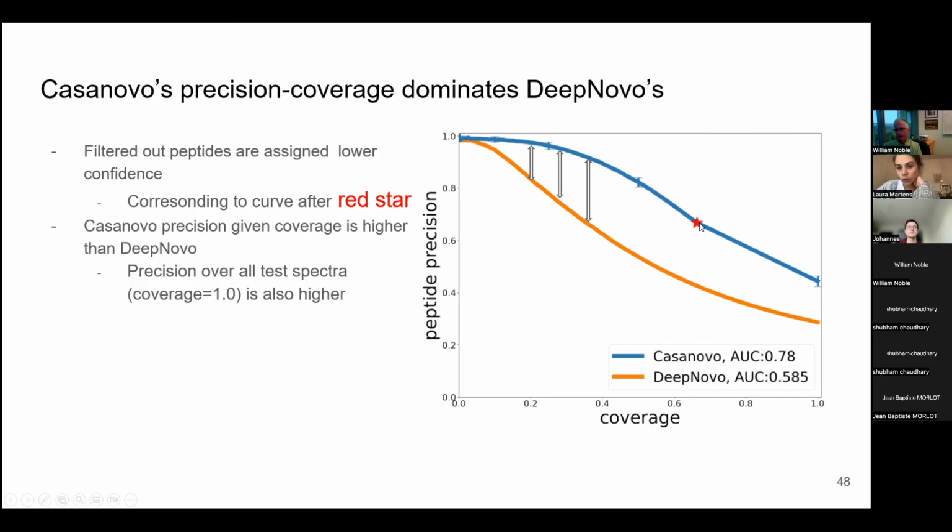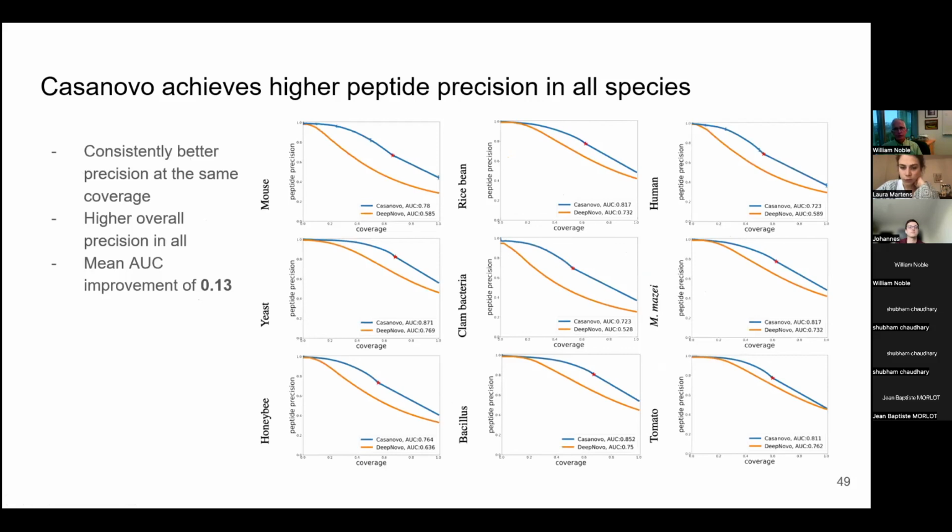In this particular case, we can measure the area under the curve. In this one, we get 0.78 versus 0.585 for DeepNovo. If we look at this for all of the species, you do see a consistent trend, with a mean improvement in the area under the curve of 0.13. And even in the worst case, which seems to be tomato, we're still getting a significant boost here.